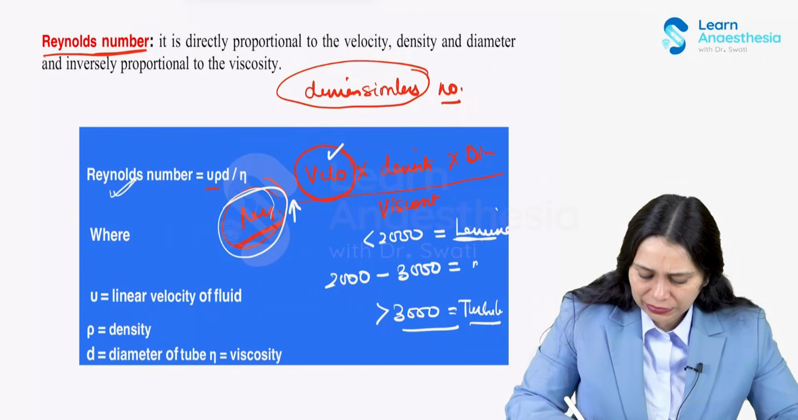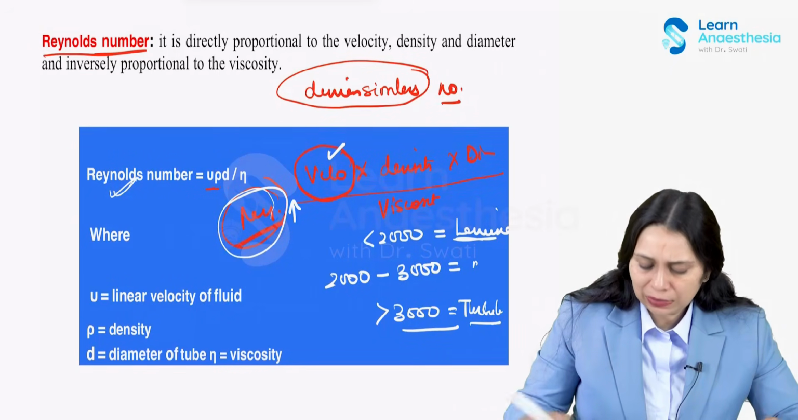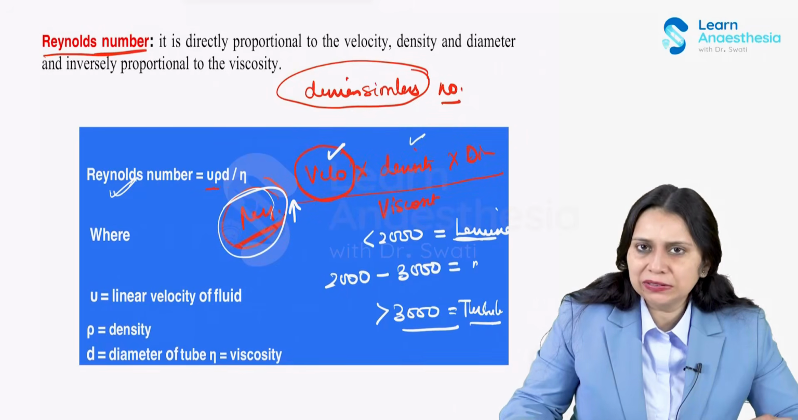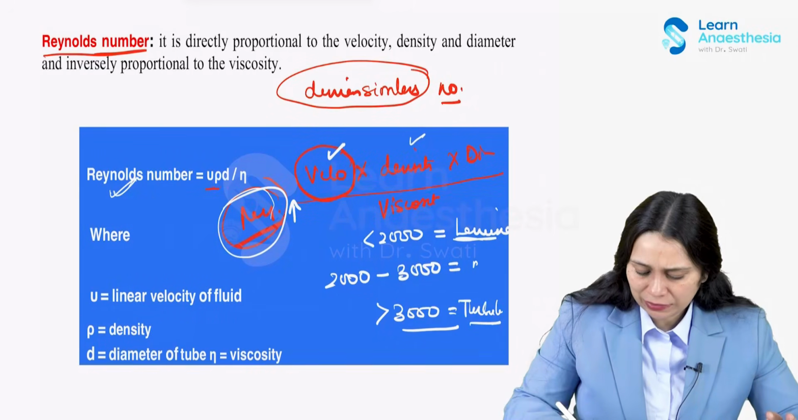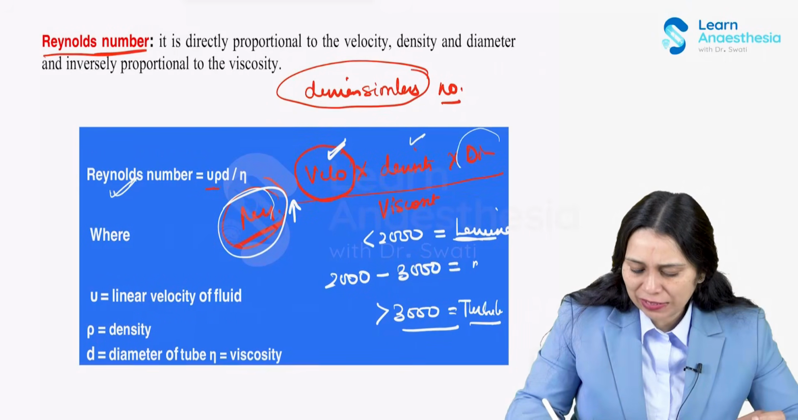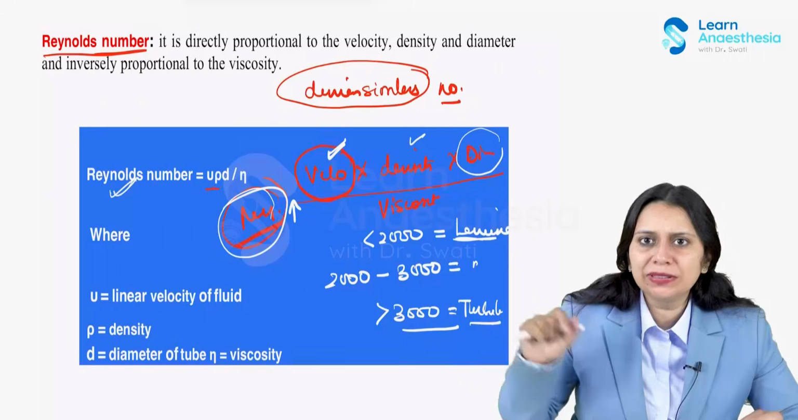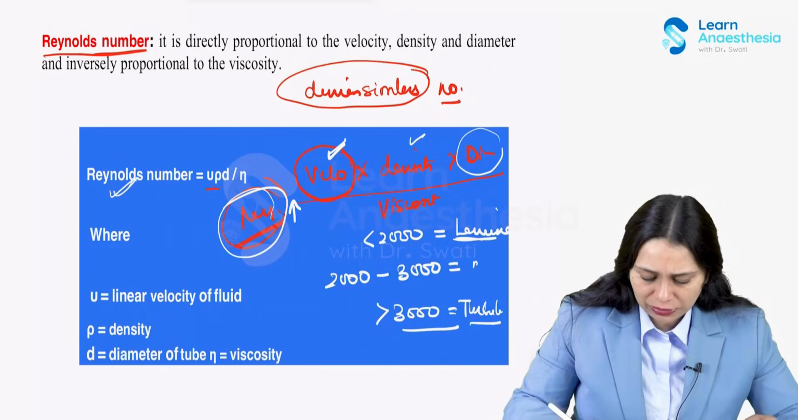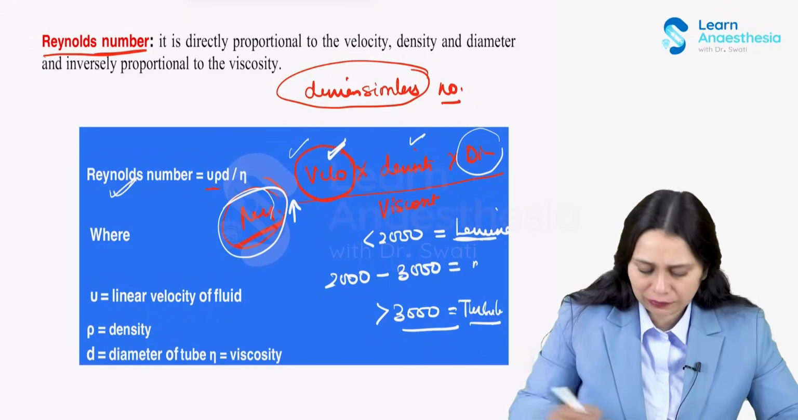So velocity we have to keep less. The gases which are less dense would have a lower Reynolds number. So less dense gas would flow in a more laminar pattern. If the velocity is less, the flow would be in the laminar pattern. If the diameter is more, the flow would be more in the laminar pattern. So we will apply all these things in our discussion of the clinical implication.